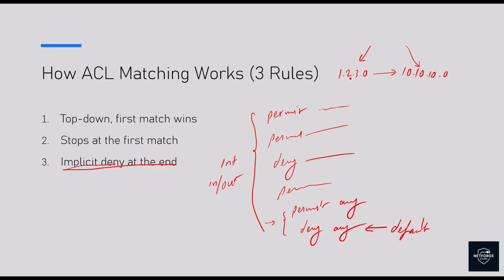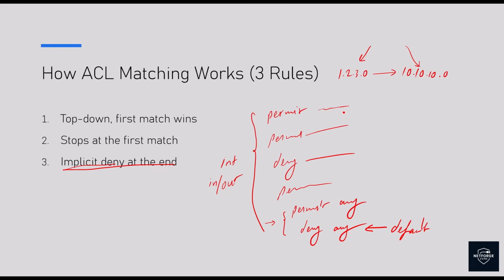Let's say, for example, I want to make sure that this kind of traffic doesn't go through. If the first line has some kind of entry that matches this type of traffic, the access control list is going to see that, process it, and stop right there, because I have found the match.